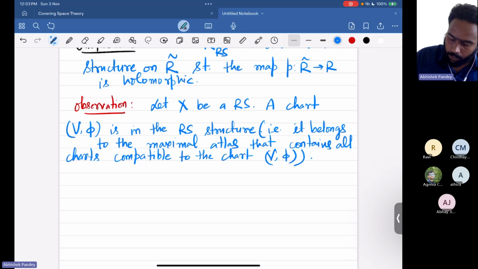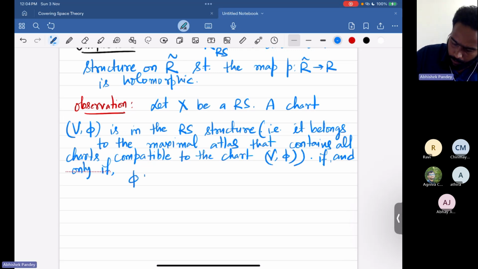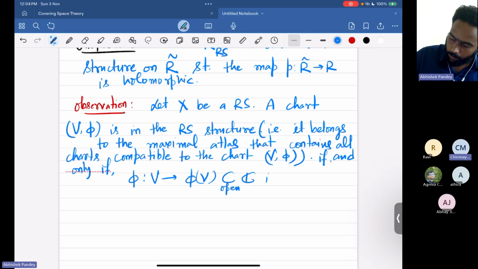So let X be a Riemann surface. A chart is in the Riemann surface structure if and only if this map phi from V to phi of V, an open subset of C, is holomorphic.